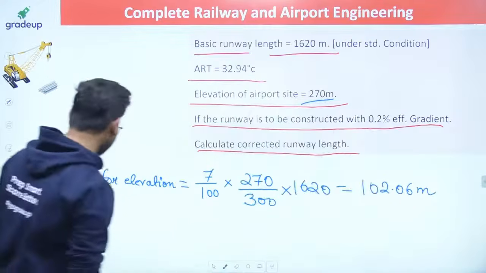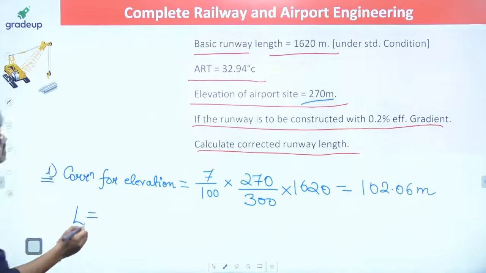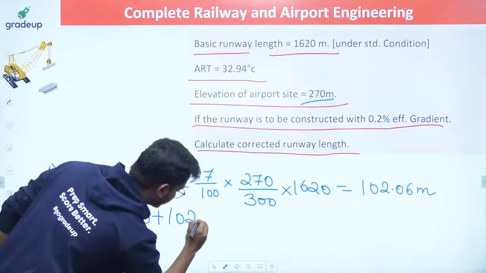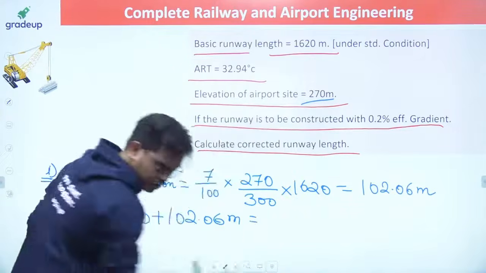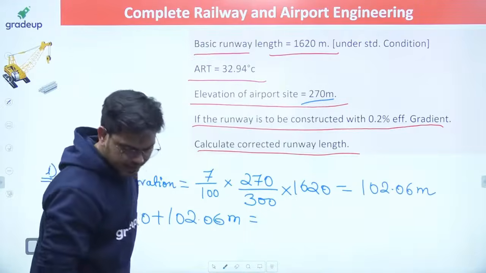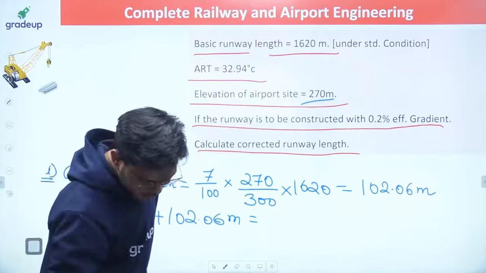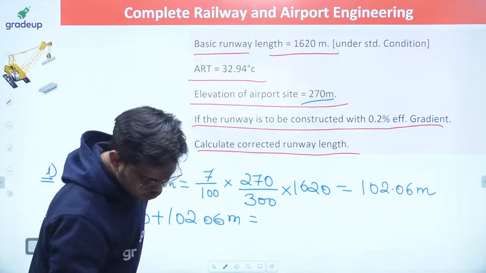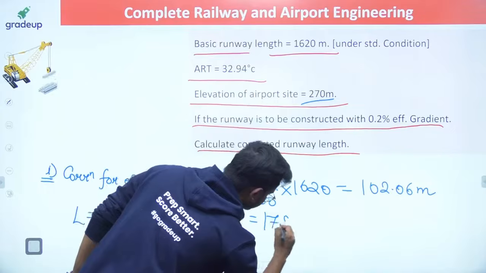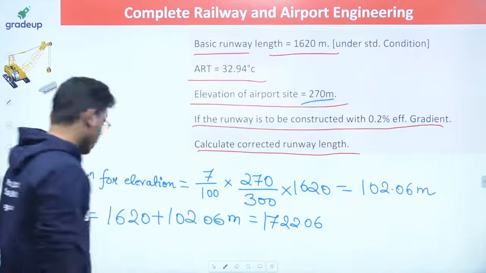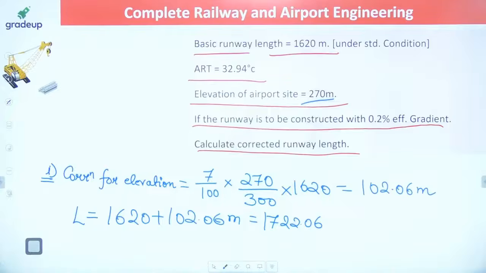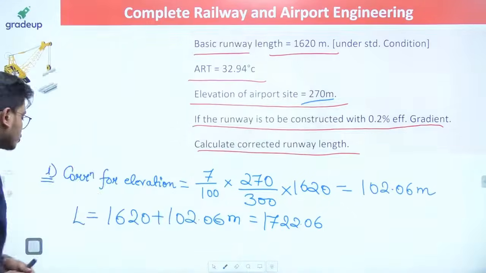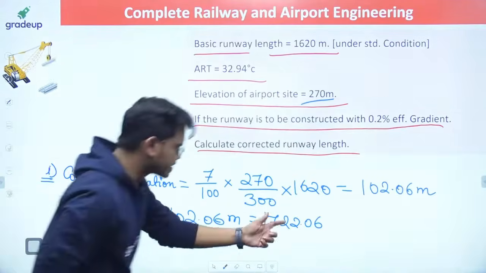Right? So the corrected length after this will be 1620 plus 102.06 meter, and that should be 17... how much? Is it 22 or 21? Can you please tell me? It is 1722.06. Thank you so much. All right, everybody. So now if this is the length, very good.